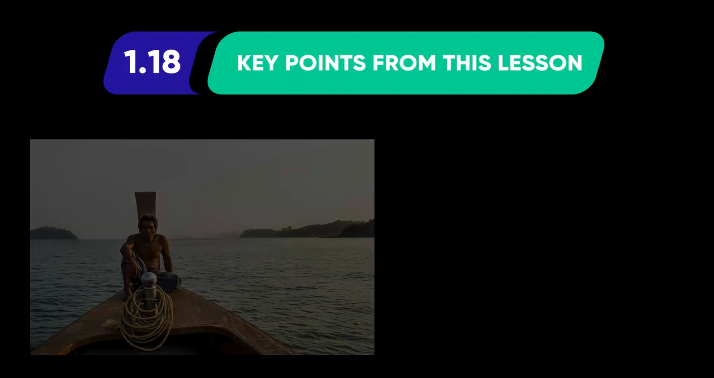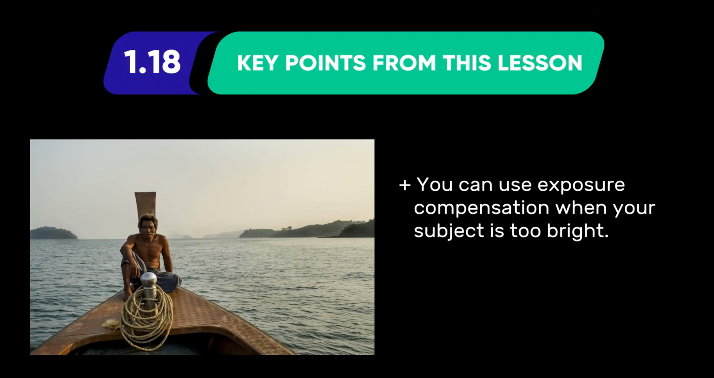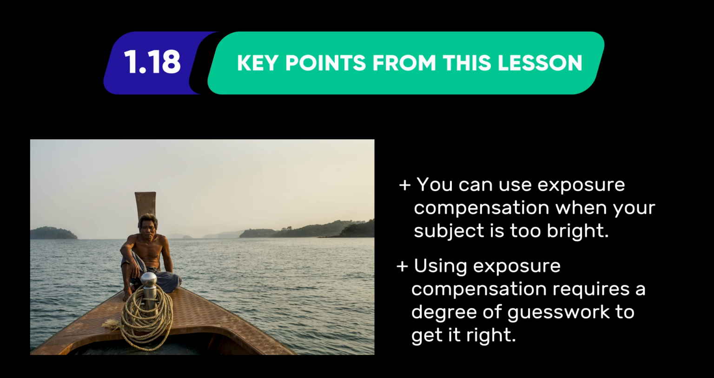Key points from this lesson are: you can use exposure compensation when your subject is too bright. Using exposure compensation requires a degree of guesswork to get it right.